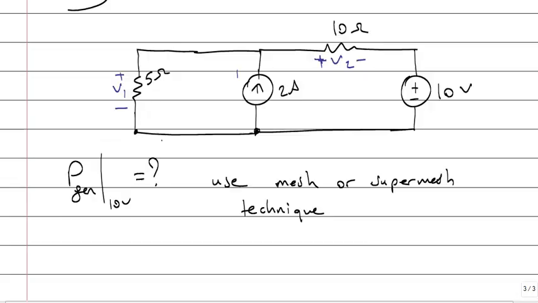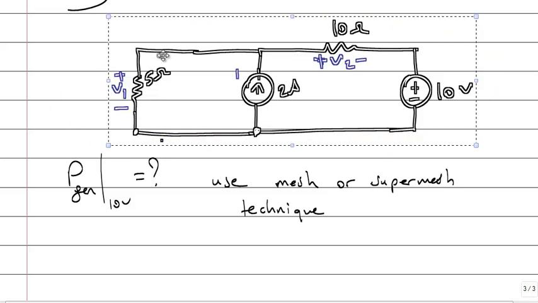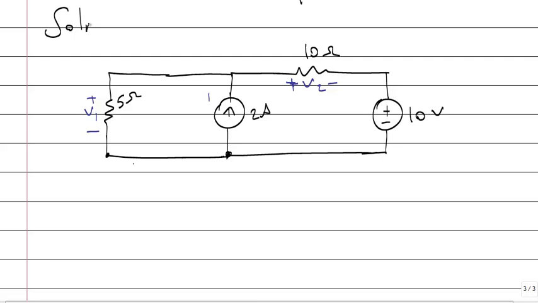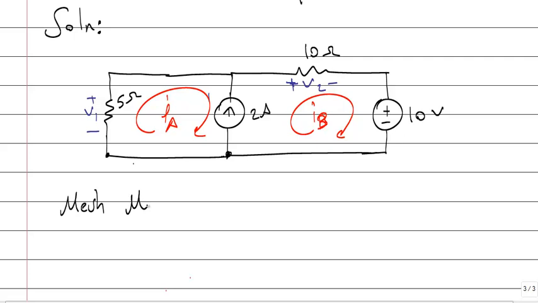Okay, so some voltages are already defined. Copy my circuit and try to solve. I need to define some mesh currents. Let me say IA, IB. Then I need to write the KVL equations. Let me do it with the mesh method first. I will not solve, but I will write the equations.